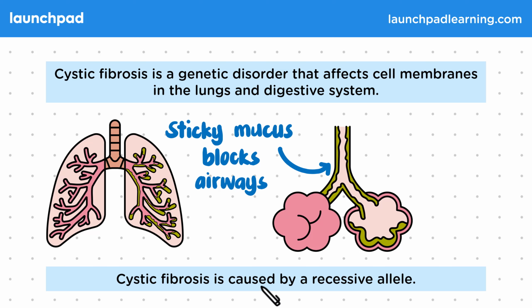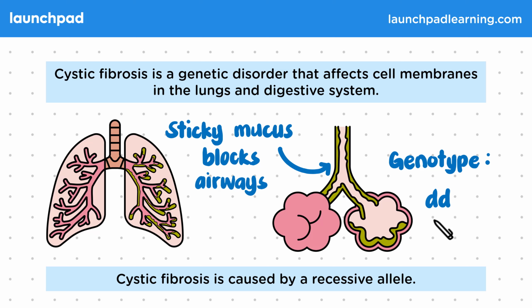Cystic fibrosis is caused by a recessive allele. The letters C or F are often used to represent cystic fibrosis alleles, but because both the upper and lower case of these can look similar, we're going to use the letter D here. So because cystic fibrosis is a recessive trait, 2 recessive alleles are needed for the person to have it, and will therefore be shown here by 2 lowercase d's.